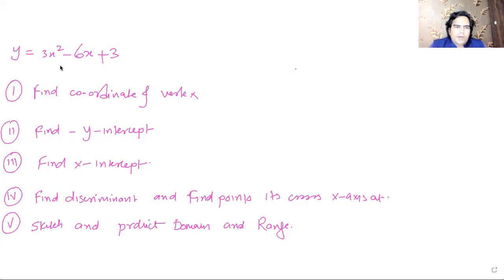So for the first part, what we have to do is, in this quadratic, we have 3x squared minus 6x plus 3. We have to find out the coordinate of the vertex. So just a quick summary of the vertex.